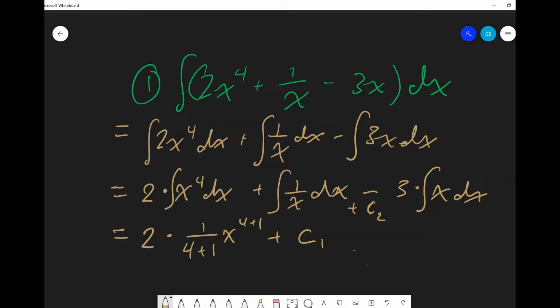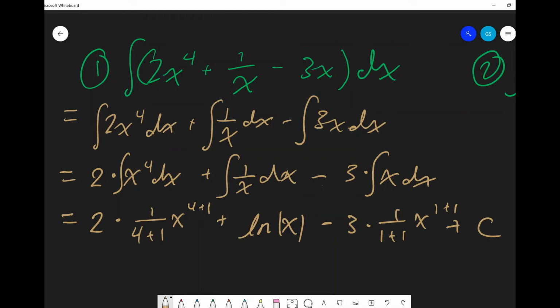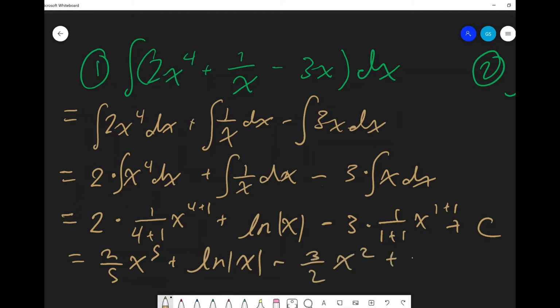When we have a bunch of terms, what we can actually do is write the plus c at the very end once we've integrated everything. So we don't have to do that right now. 1 over x, this is just that other rule I showed earlier. It's just the natural log of the absolute value of x. Minus 3 times x to the 1 plus 1 over 1 plus 1, plus c. We got the c at the end. So does that simplify to? Well, this is 2 times x^5 over 4 plus 1 which is 5, plus this guy, minus 3 over 2 x^2, plus c.